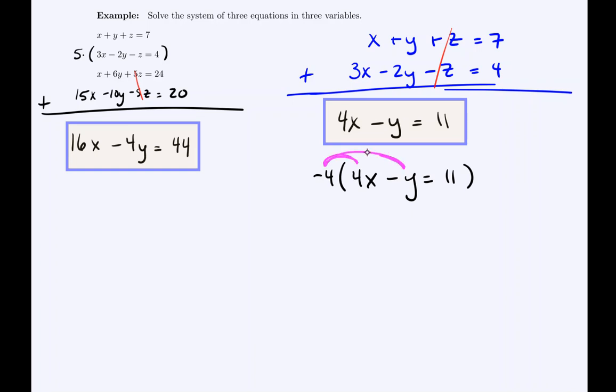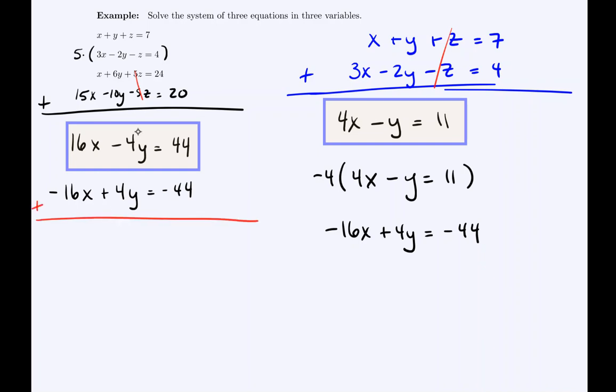This distributes to every part of the equation, left and right side. And we would get the new equation, negative 16x plus 4y equals negative 44. Now we're going to take that and rewrite it, and we're going to add it because we know that would help us cancel out our y's. And when we do so, not only do the y's cancel, but also the x's cancel. So we are left with 0 on this side. 44 minus 44 is also 0.